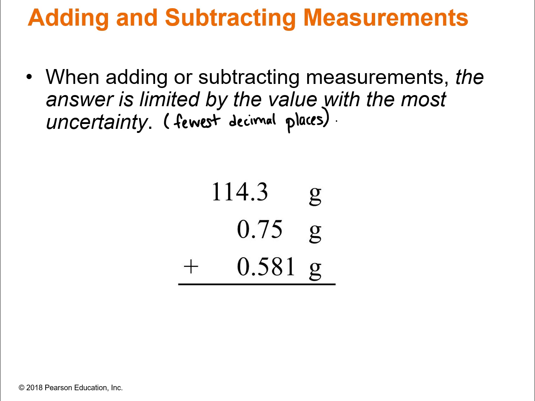So the question is, which one of these has the fewest decimal places? I'll give you a second. Top number, middle number, bottom number. Fewest decimal places, meaning places after the decimal point. If you guess this one, you win the prize of being knowledgeable. Can't really give you anything.